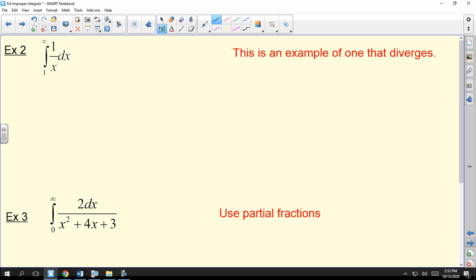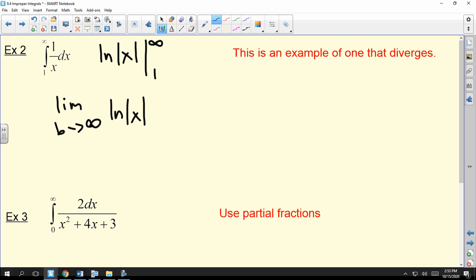The way I think about it, though, is it's just ln of absolute value of x evaluated from 1 to infinity. We really should think of it in terms of a limit, but if you wanted to, you could write this as the limit as b approaches infinity of ln of absolute value of x from 1 to b. But thinking about this up here, we've just got ln of some really big number, infinity, minus ln of 1.